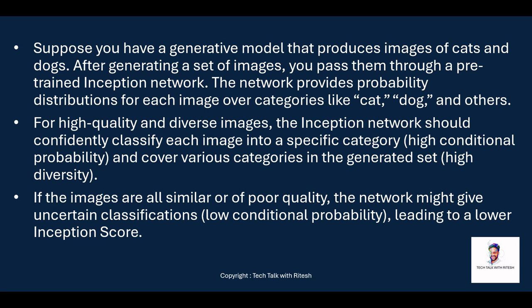For high quality and diverse images, the inception network should confidently classify each image into a specific category, high conditional probability, and cover various categories in the generated set, that is high diversity. If the images are all similar or of poor quality, the network might give uncertain classifications, which is actually a low conditional probability, leading to a lower inception score.